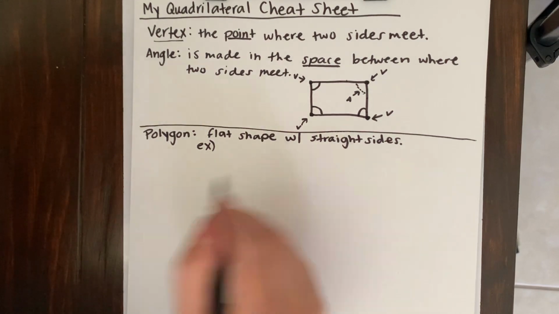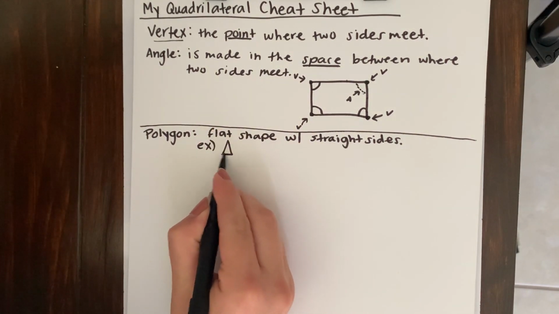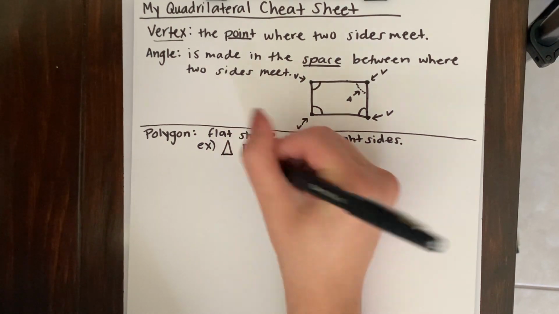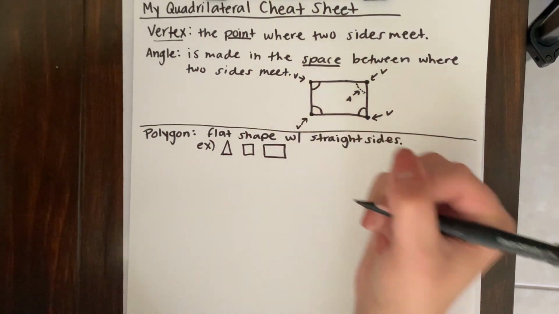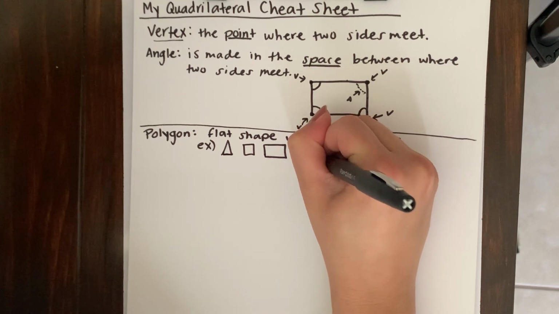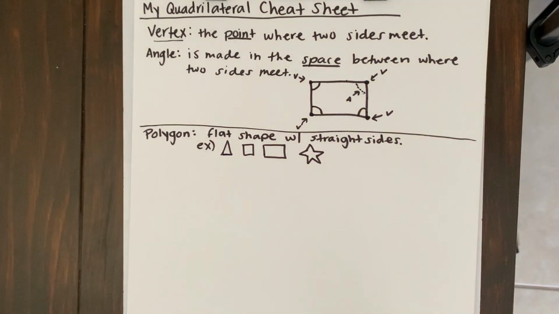So first let's do some examples of polygons. If it's a flat shape with straight sides, that means it could be a triangle, right? It's flat, they're all straight. Could be a square, could be a rectangle, could be a strange shape, like maybe a star. I don't know how good I can do at drawing a 3D star. It's the best that we're going to get. These are all polygons, okay?